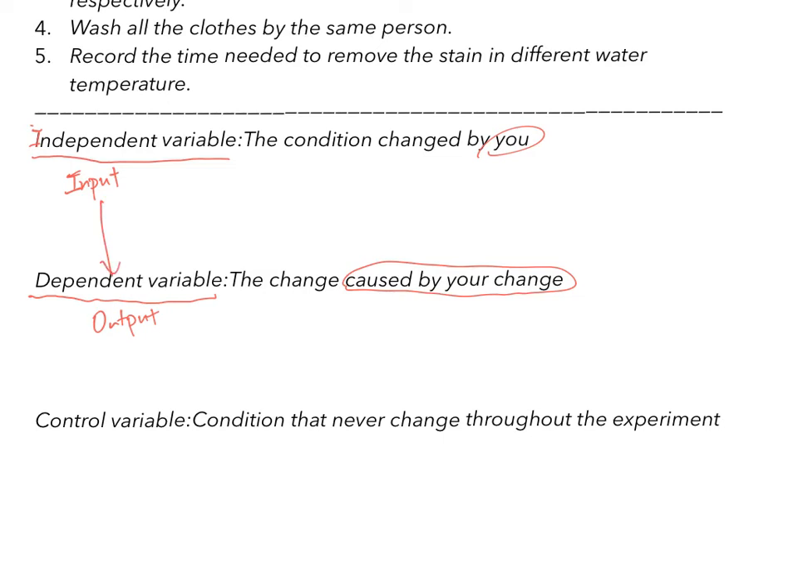The last one, the control variable, is very important. There are a lot of conditions that will not change, in order to make it a fair test. For the independent variable and dependent variable, there's only one in each experiment. The control variables could be a lot, more than one, so I should add an S here.